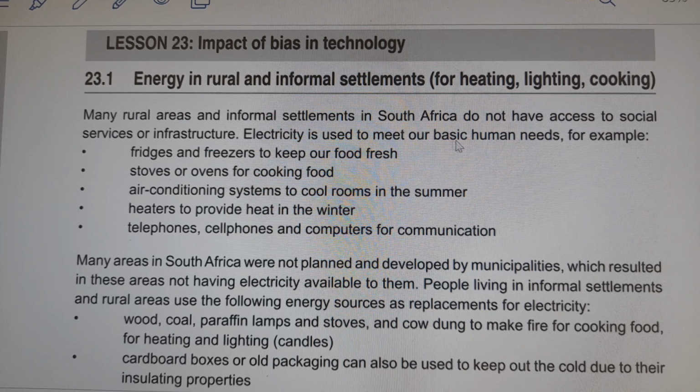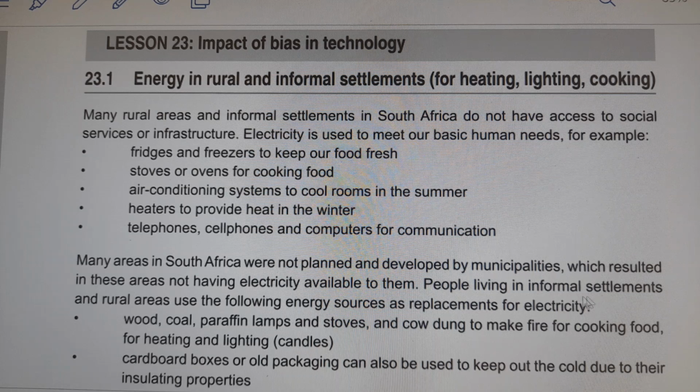Electricity is used to meet our basic human needs, for example, fridges and freezers to keep our food fresh, stoves and ovens for cooking food, air conditioning systems to cool rooms in the summer, heaters to provide heat in the winter, telephones, cell phones and computers for communication. And many areas in South Africa were not planned and developed by the municipality, which resulted in these areas not having electricity available to them. That is the bias in technology.